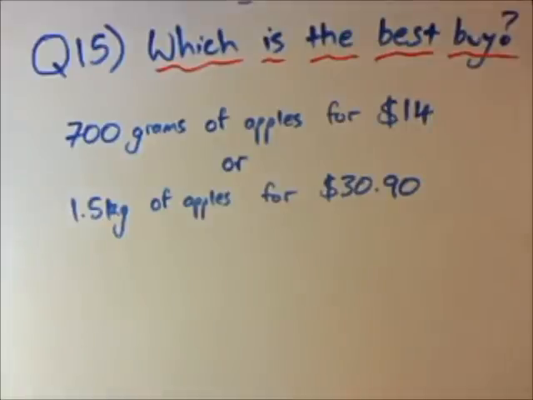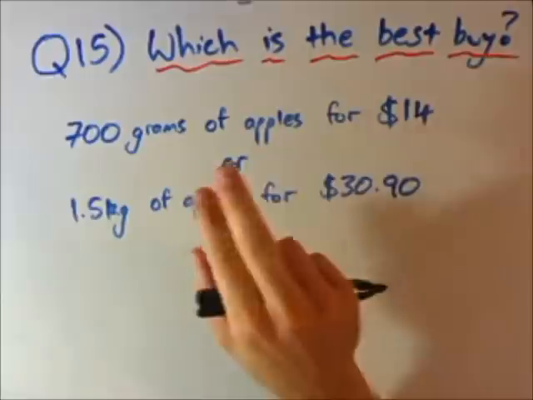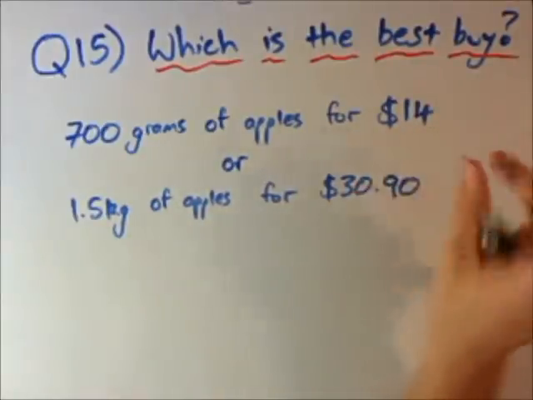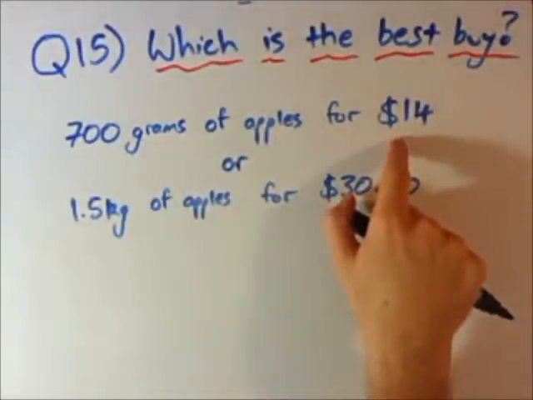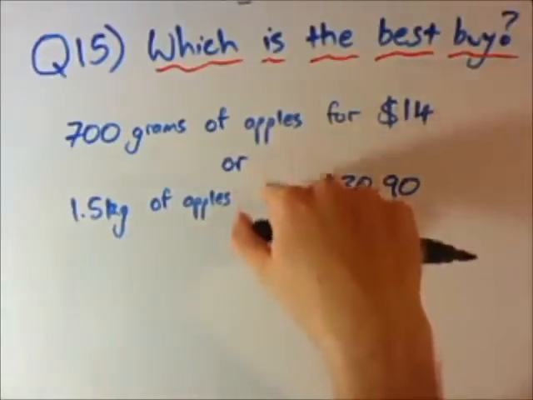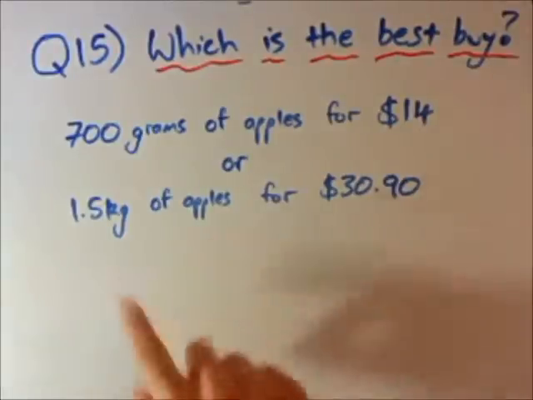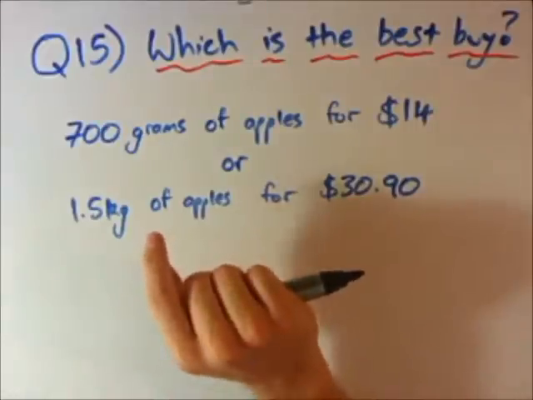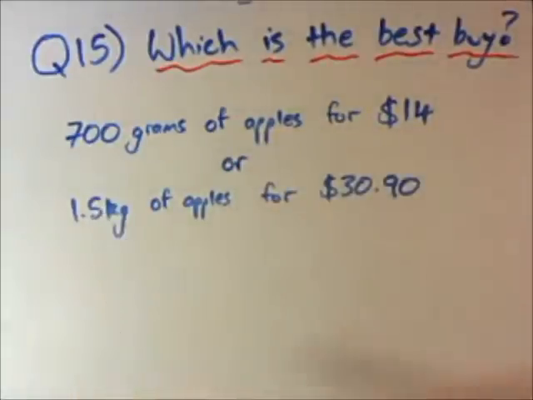And what do they mean by what's the best buy? What they mean is, if you looked at the price of apples per kilo, which one was cheapest? So at the moment you've got 700 grams for $14 and you've got 1.5 kilograms for $30.90. So it's hard to compare this. We need to now bring the weight to the same, which universally is done as per kilo. So I'm going to show you how I'd go about doing this. For starters, I'm going to work in kilograms.